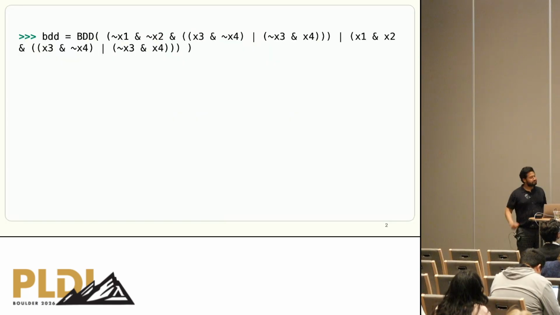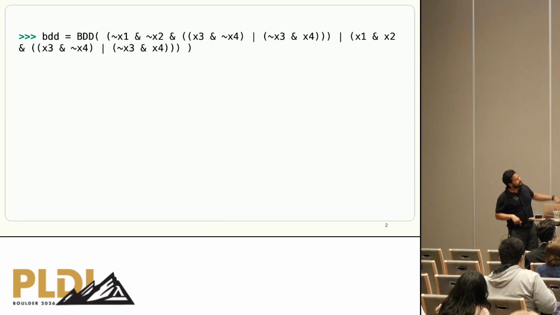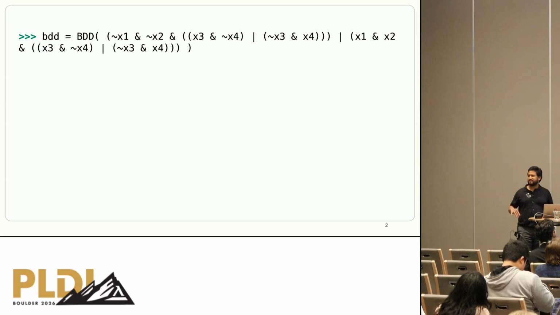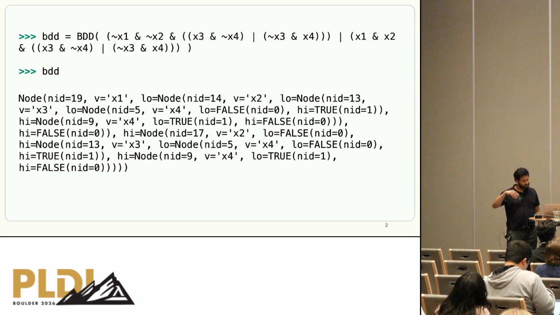Okay, say I'm working with a binary decision diagram library in Python. I build a BDD for some formula, and I want to understand its shape. I'm in the REPL, so I do the standard thing. I print it, and I get this.